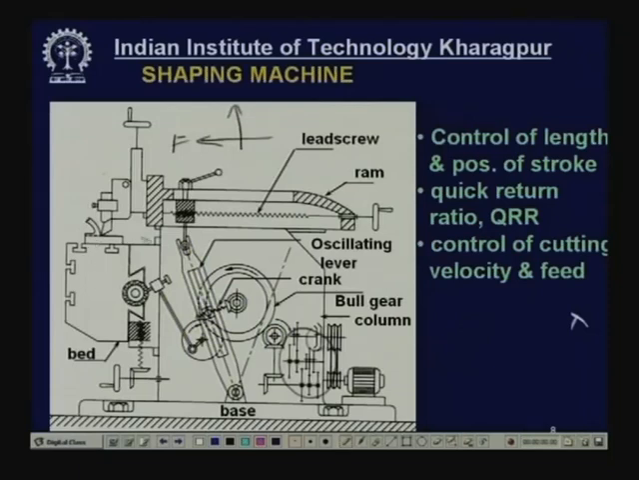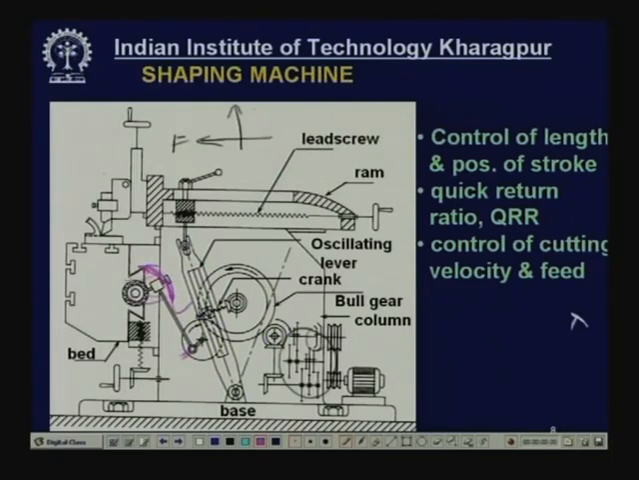Now, how do we get the feed motion of the job? This is obtained when this bull gear rotates, along with that there is another gear in mesh. So, this gear also rotates. There is a radial slot on which a pin is fixed, and this is a connecting rod. So, when this rotates, this end oscillates like this. This is called the ratchet pawl system.